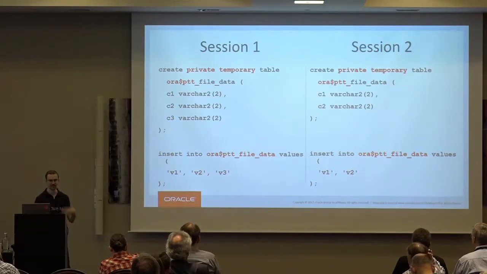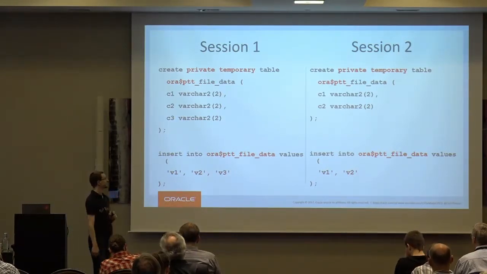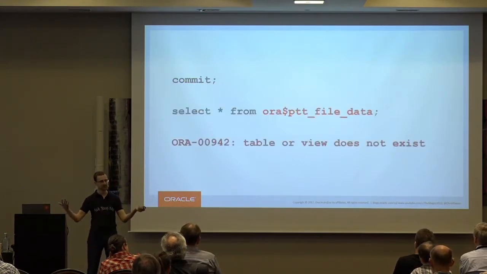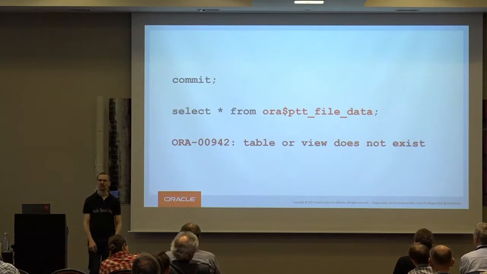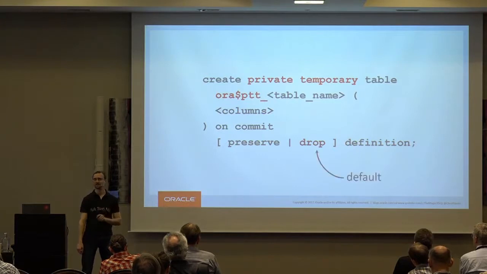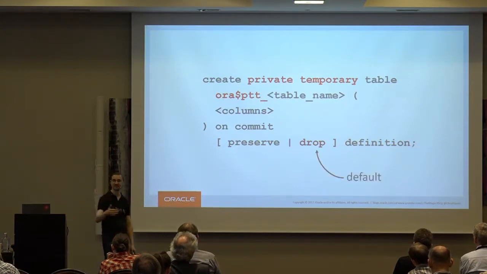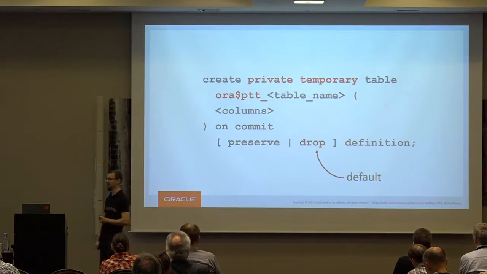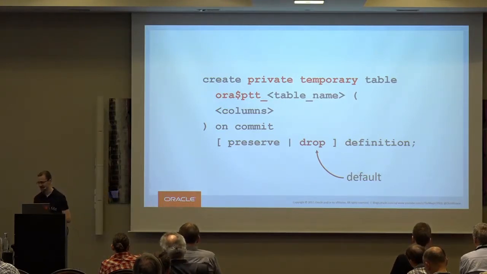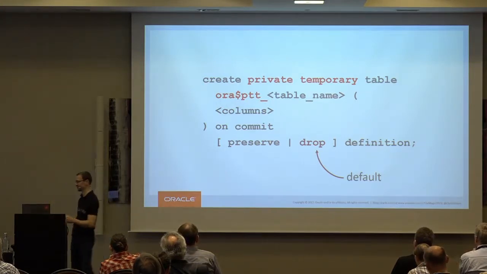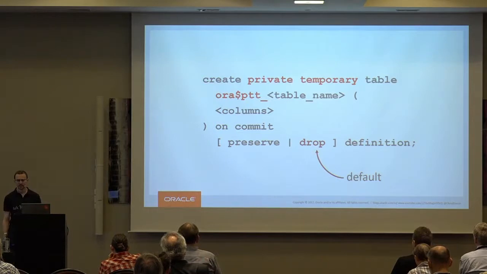So we can put the data in, insert it, and it's there until we come to commit. And at that point, if you try and query it, what happens? Table or view does not exist. Why? Well, a bit like global temporary tables, there is an on-commit clause. And by default, we drop it. So at the end of your transaction, it'll go. If you don't want that, if you want it to persist across transactions, set that to on commit preserve definition. It will still disappear once your session ends, but at least it will preserve across transactions. So this is all very well and good.